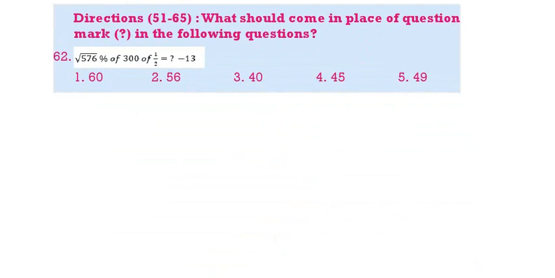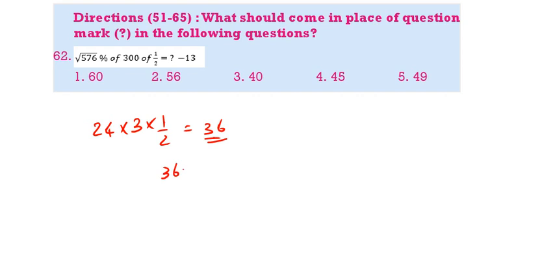Next question. Root of 576. What is root of 576? That is 24. 24 into 3. 300 of 1 by 2. This is 576%. That means 24% of 300. That means 24 into 3 into 1 by 2. That is 36. 36 is equal to x minus 13. X value 49. 5 is the correct answer. Next question.